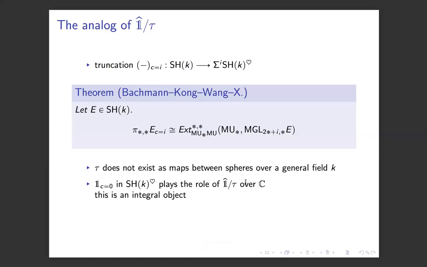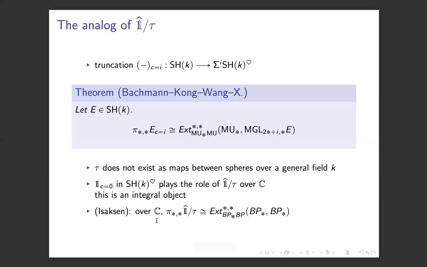Over C, the cofiber of tau is a two-cell complex at each prime p, but now we have an integral object. So this object is not going to be cellular in any sense. But if, over C, we complete it at a prime and do some cellular approximation, cellularization, then it will give us this two-cell complex over C. But now we have an integral object over C as well.